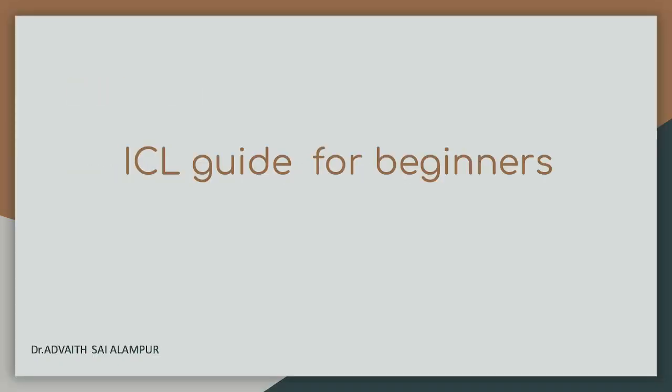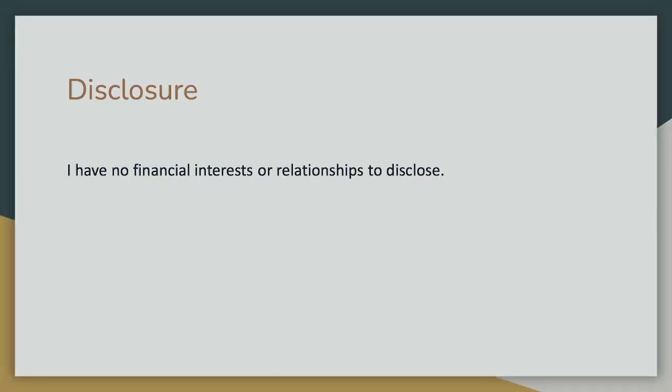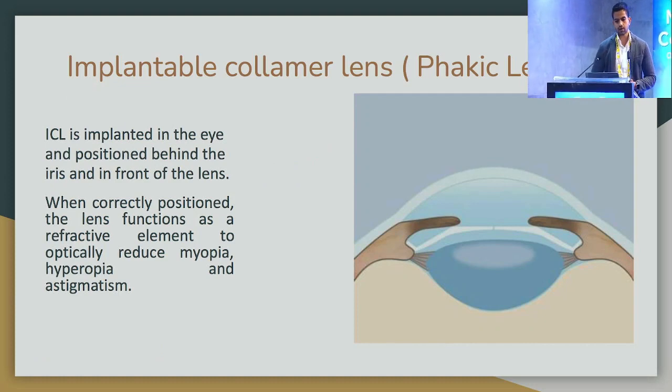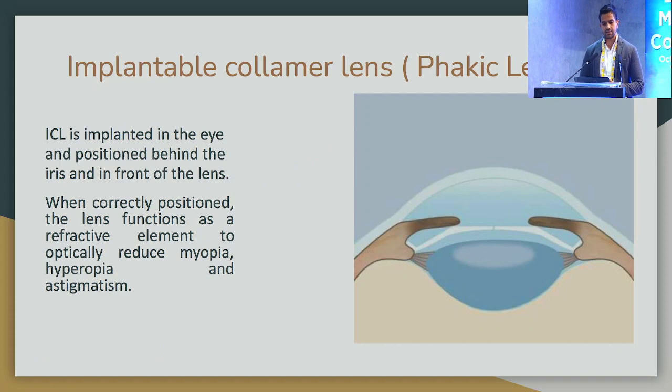So my topic is ICL guide for beginners. I have no financial interest. So we're going to be talking about the phakic lenses, the ICL or the implantable collamer lenses. Basically, ICL is the lens that is implanted in the eye. It is positioned behind the iris and in front of the lens. It is used to correct your refractive error like your myopia, hypermetropia, or your astigmatism.